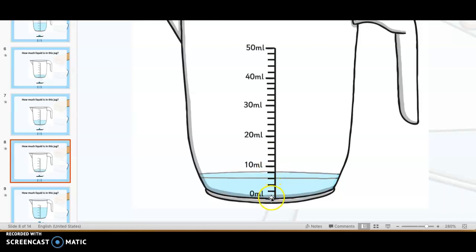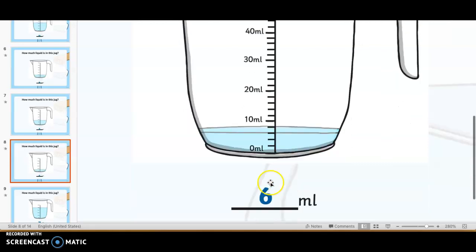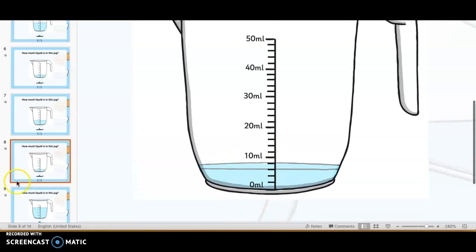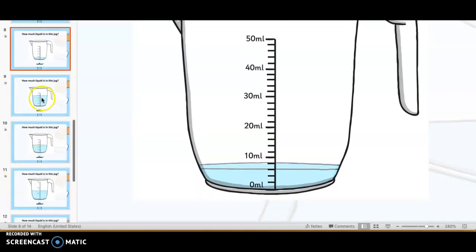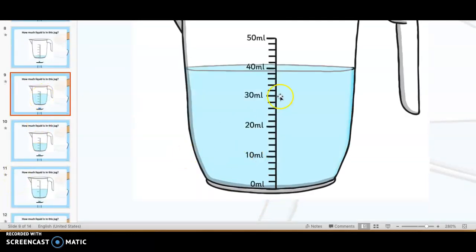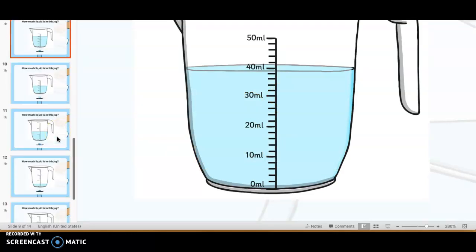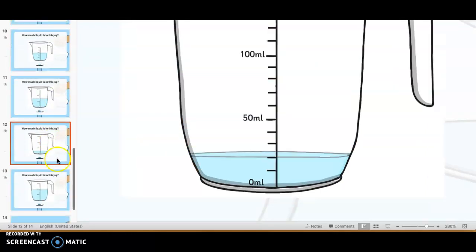So we start from the bottom and we're counting in twos now. 2, 4, 6. So this is 6 milliliters. And there you go. And we'll do the next one. Oh, that's the same scale. We choose one with a different scale.